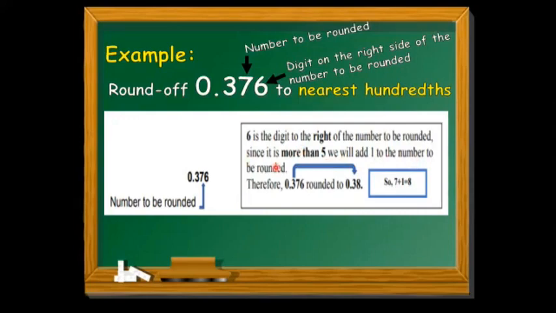So therefore, 0.376 rounded will become 0.38. So kapag yung number na right side ng number na i-round natin is more than 5, we will add 1. If it is less than 5, it will just be retained lang siya. Yung 7, yung i-round natin, mananatili siyang ganyan yung number niya. Okay?